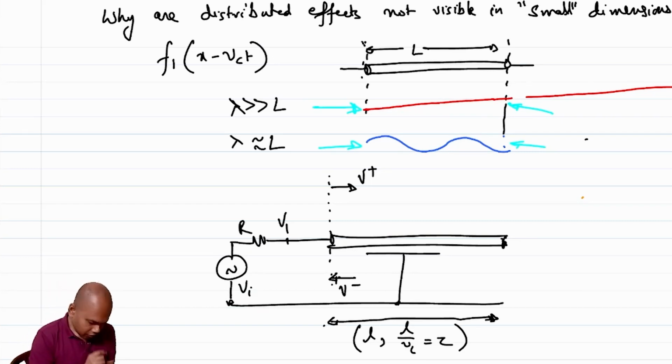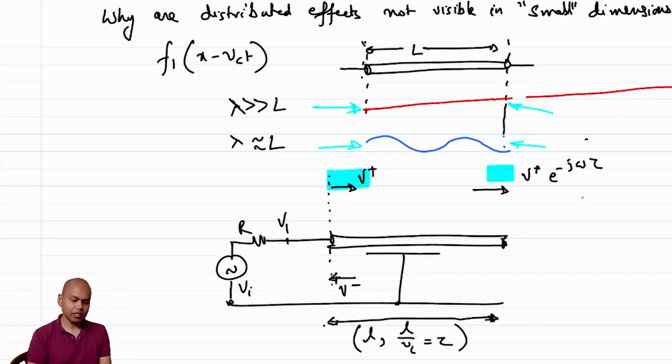Okay, fine. So everything is a complex exponential or a sinusoid, but regardless of whether it's a complex exponential or not, this forward going wavefront after t equal to tau will appear here, right, which means that I am going to get a wavefront here which is V plus e to the power minus j omega tau, where omega is the frequency of the input.